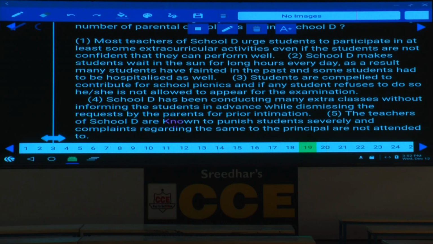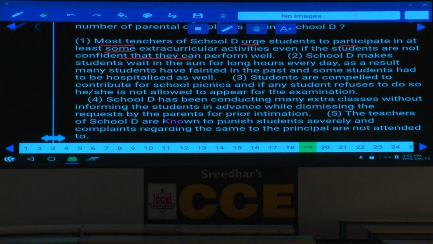Then coming to the first one, whether it is an advantage or disadvantage to the parents. First one, most teachers of school D urge students to participate in at least some extracurricular activities, even if the students are not confident that they can perform well. Is this the reason? This cannot be the reason. Why? Because the teachers are encouraging the children to participate in more and more extracurricular activities, and this will be an advantage to the students, and in doing so the parents will also get an advantage. Hence this cannot be the reason, as there is no complaint in this one. They are encouraging the students to participate, and in turn it will definitely add value to the students.